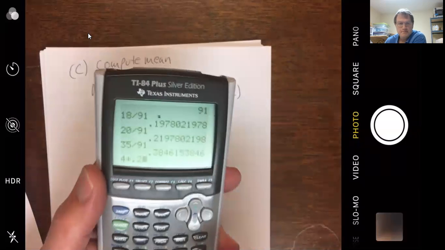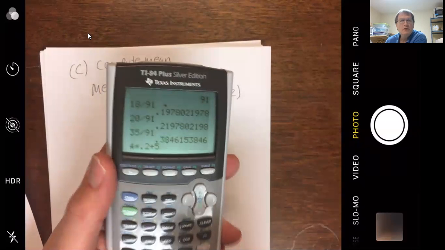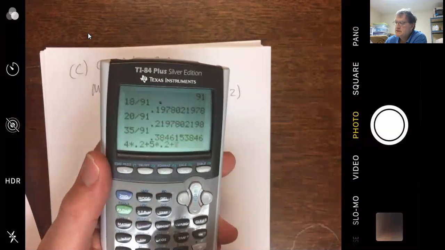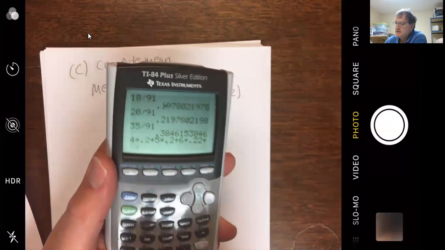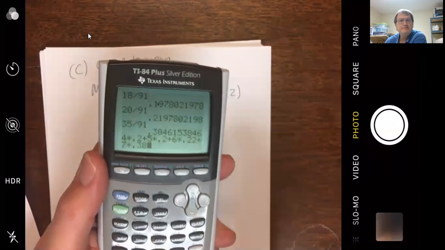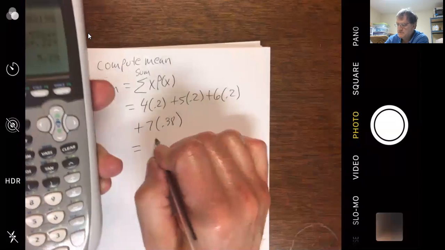4 times 0.2, 5 times 0.2, 6 times 0.22, 7 times 0.38. That gives 5.78 games.